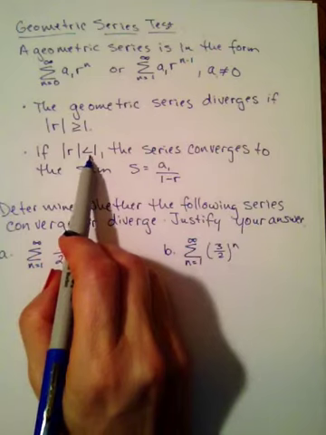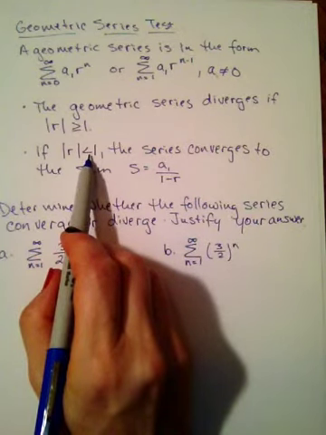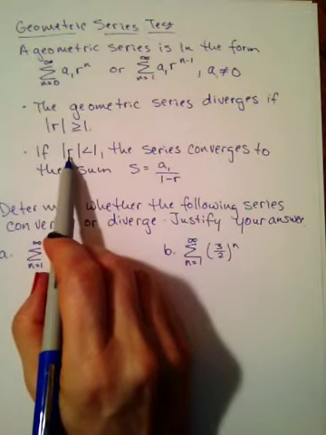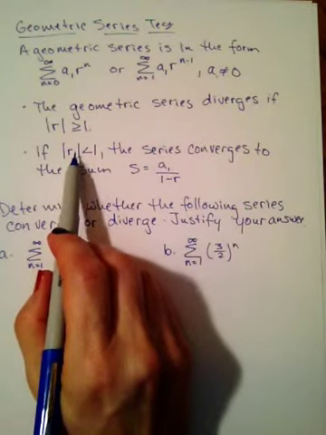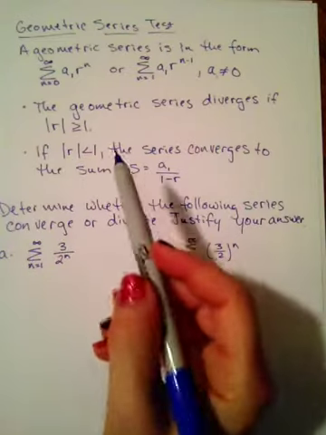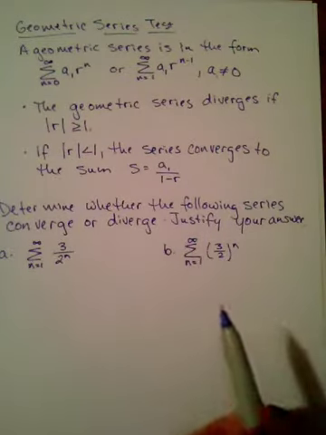Whereas if it's less than 1, that's a number or a percentage less than 100%. So let's say it's a 0.5, it's 50%. Well, your terms are getting smaller and smaller and smaller. So in this case, it would mean that the series would converge.